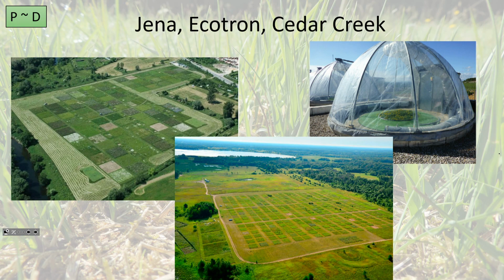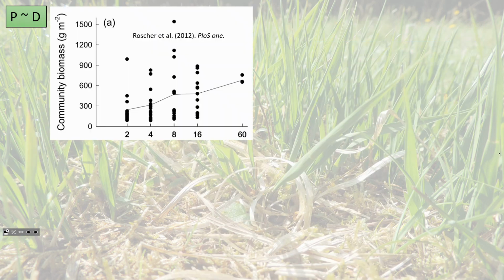There are a lot of huge biodiversity experiments in Jena, Cedar Creek in Minnesota, some ecotron experiments, and more and more. This is a wrong picture, which looked at the effect of biodiversity on various ecosystem functions. And what did they find? Well, if you are increasing species diversity, you see exactly what's in theory. You see an increase in community biomass.